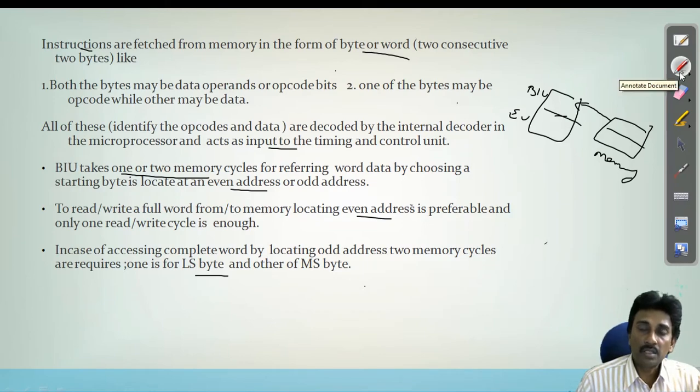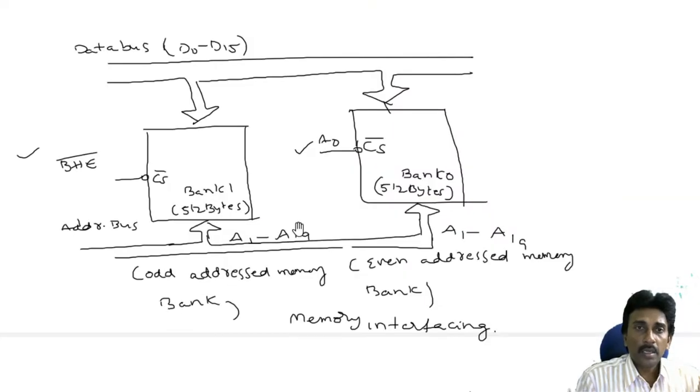Now we have discussed this. Let us see here the memory will be divided into two banks. One is the even bank and the other one is the odd bank.